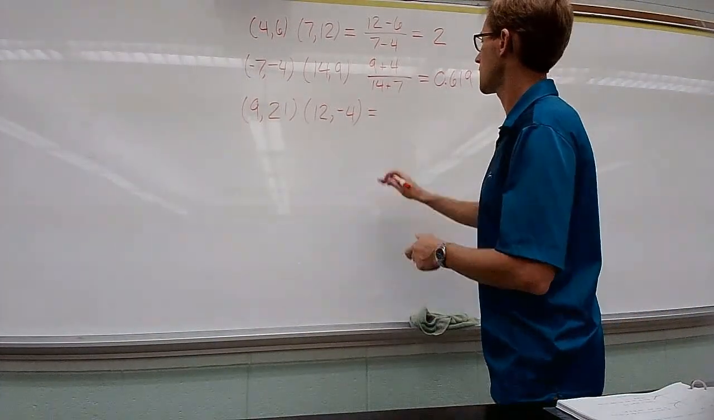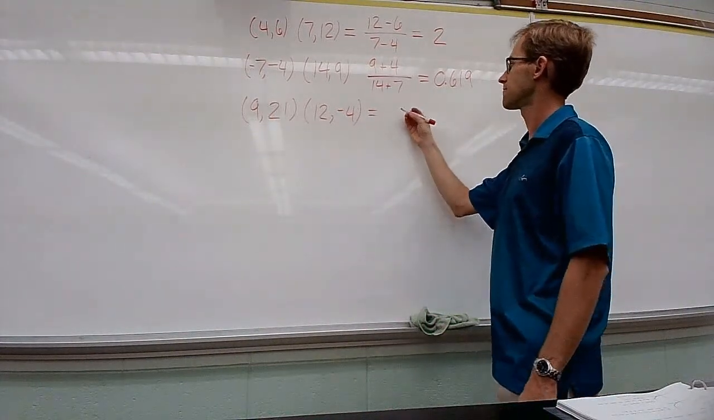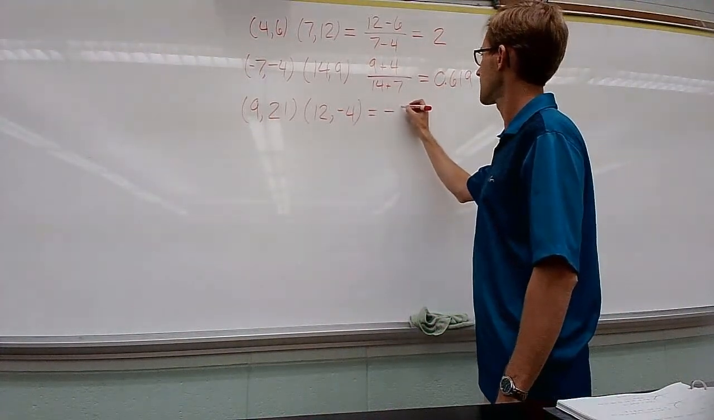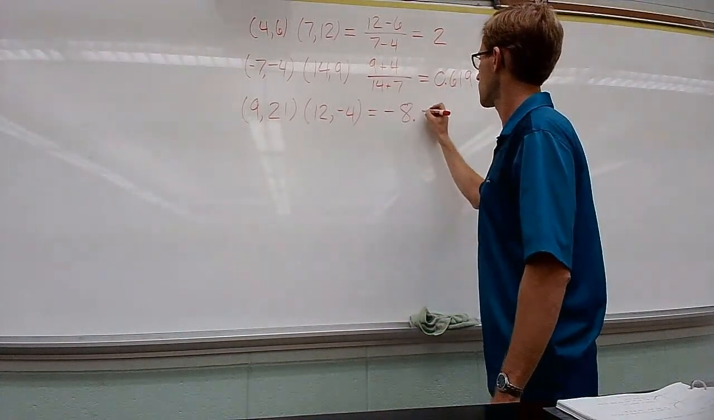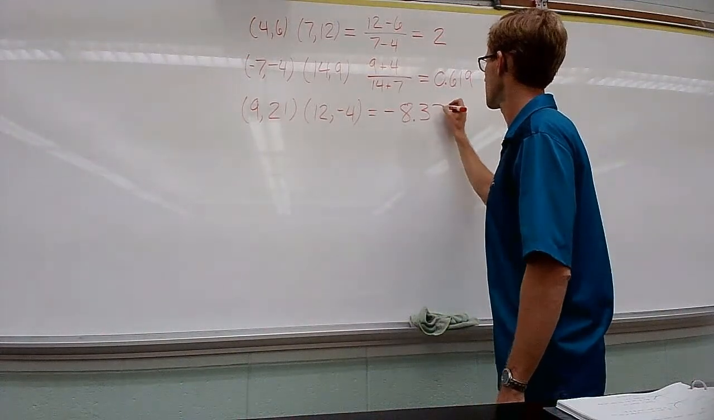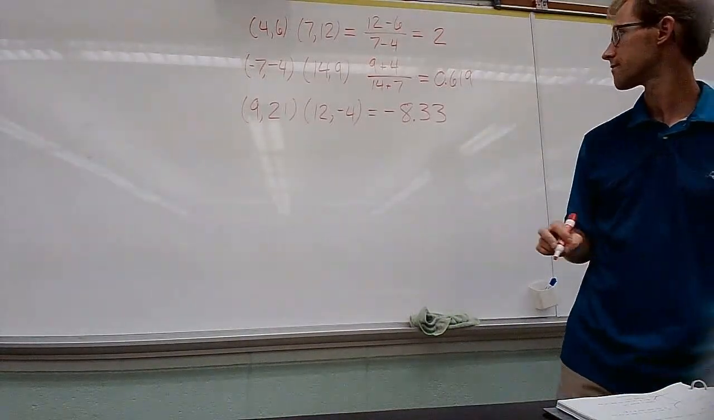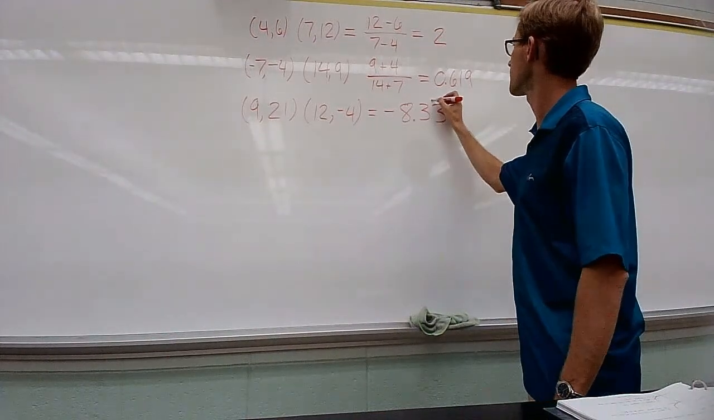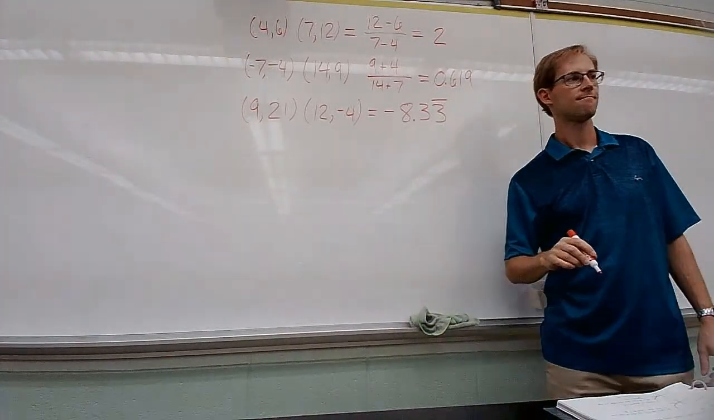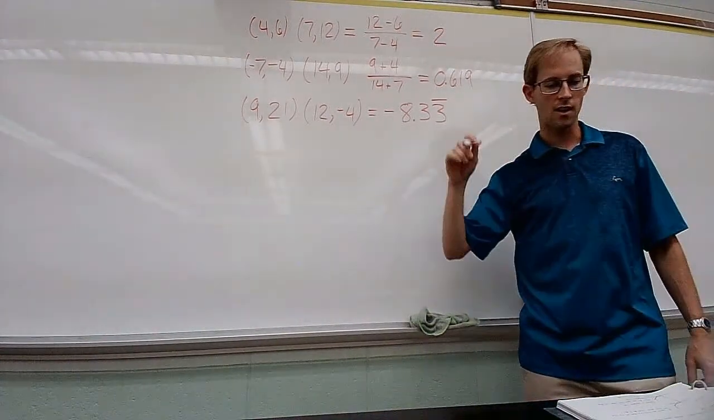How about this one here? What did you end up with? 8.3. 8.3 repeating. Very good. Excellent. Can you put the bar on top? Would that be acceptable, or does it just not matter? That's fine. Good. So you guys know how to do slopes.